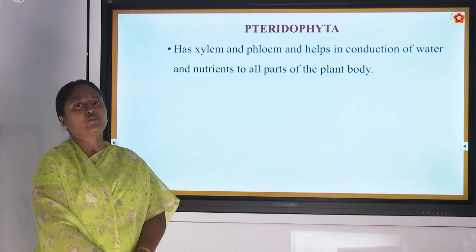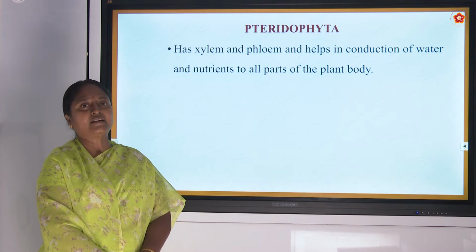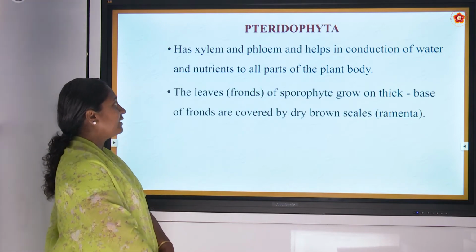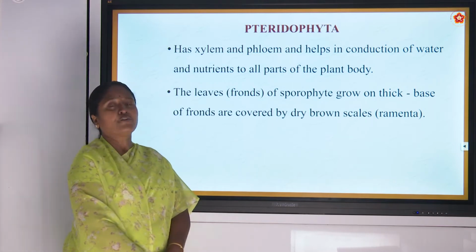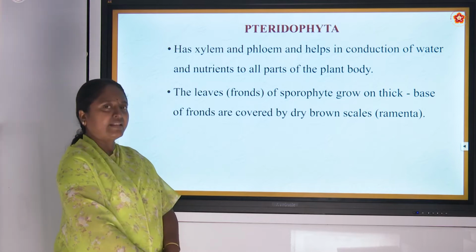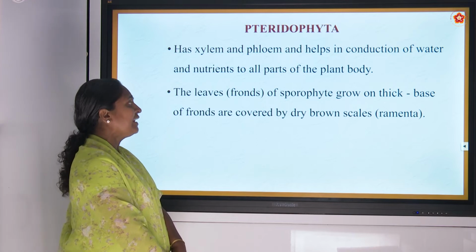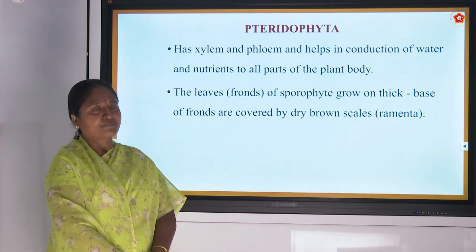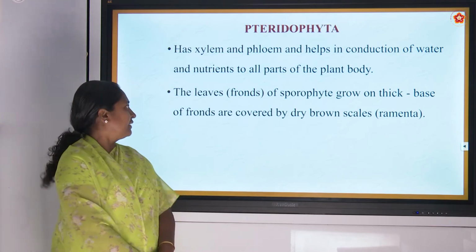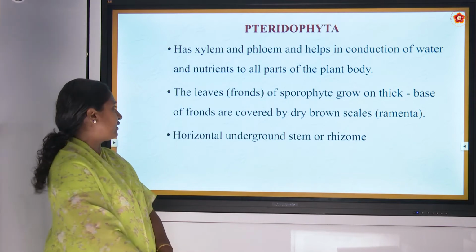The xylem and phloem are the tissues present in the organism for nutrient, water and mineral transport, and they have leaves. The leaves are known as fronds. The leaves of the sporophyte grow very thick, and at the base they have a scaly structure surrounding them. This scale-like structure is known as ramenta. These scales sometimes cover the stem region also.